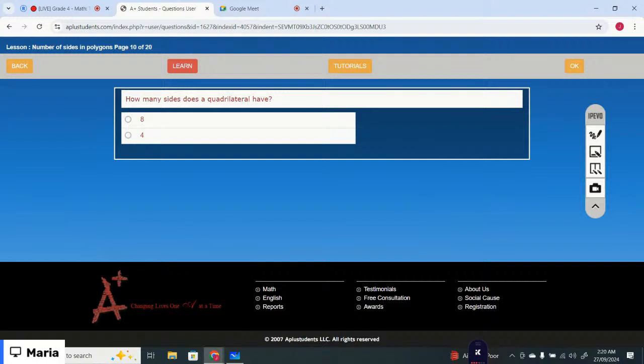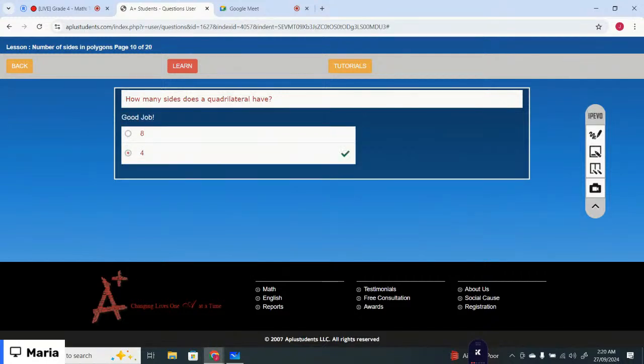How many sides does a quadrilateral have? So which is the correct option? The correct option is four. A quadrilateral has four sides. Option number two is the correct option.